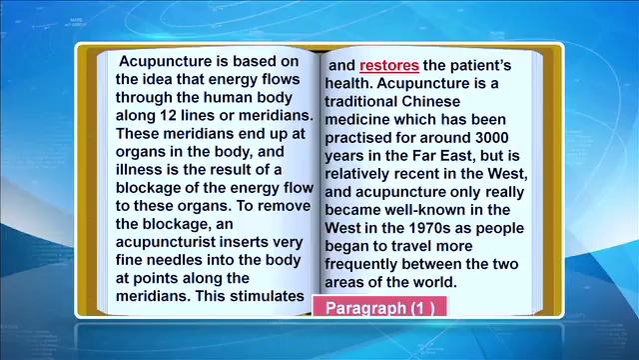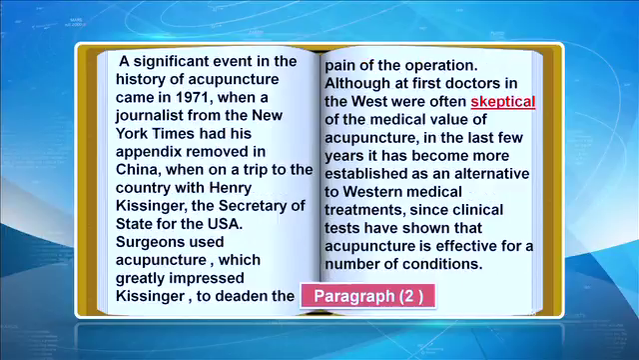Acupuncture is a traditional Chinese medicine which has been practiced for around 3,000 years in the Far East, but is relatively recent in the West. And acupuncture only really became well known in the West in the 1970s as people began to travel more frequently between the two areas of the world.